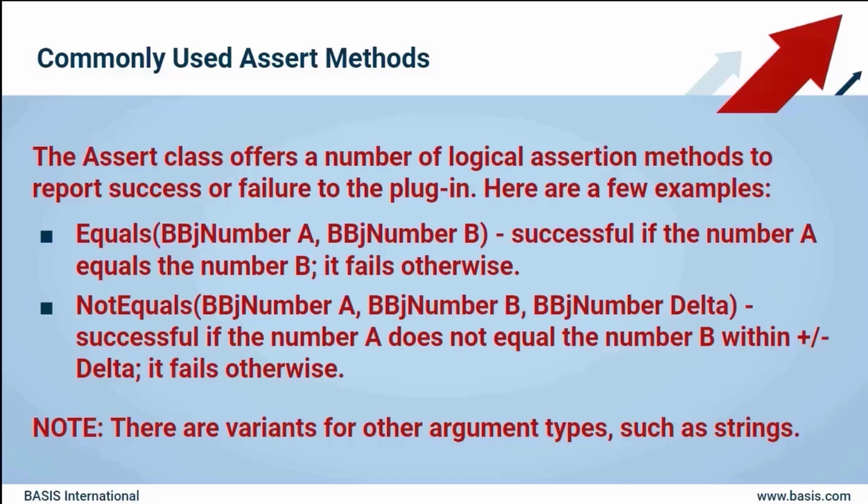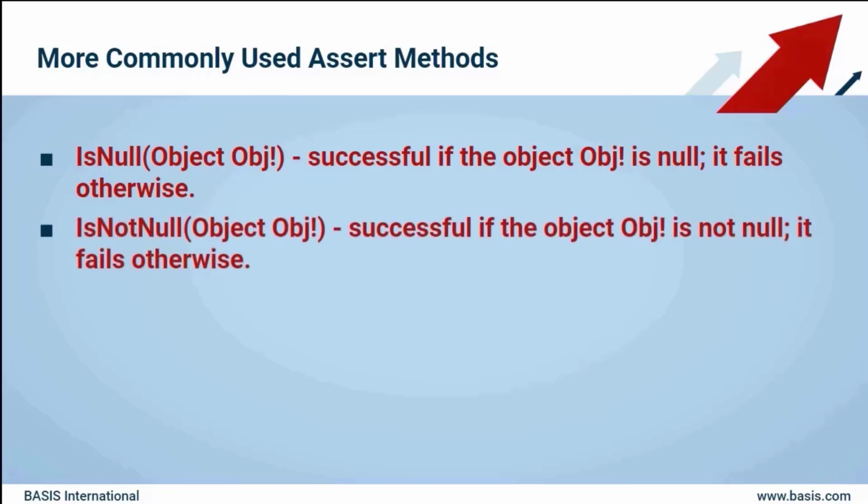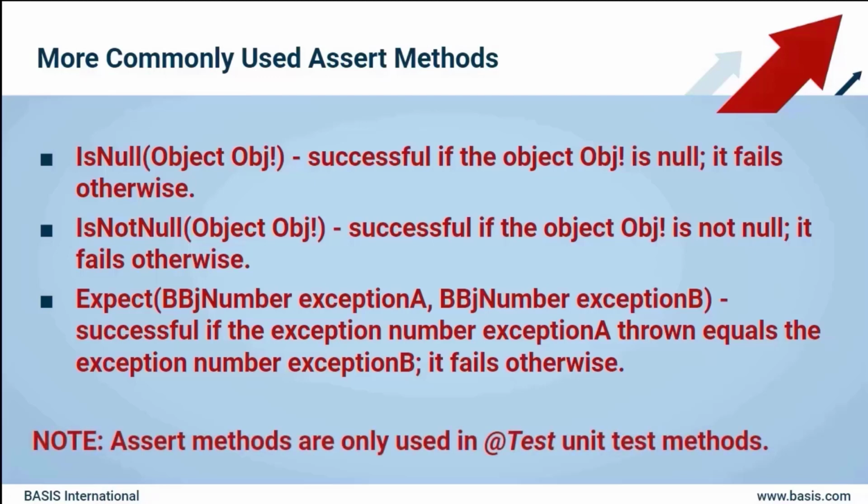We don't have time to cover them all, but you'll find a whole list, including things like is null, so if you want to check if something is null, and is not null, if you want to check that a variable is not null. There's also a special one called expect, which means you expect an exception to be thrown, and what you're verifying is that the exception you expect is actually thrown. And by that you mean specifically a particular numbered exception is thrown when it runs. Note, assert methods are only used inside the @test unit test methods. They don't mean anything and they're not used anywhere else.